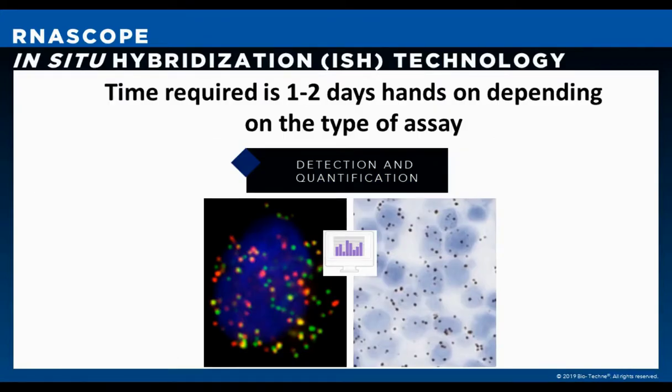An important thing to know about this workflow in general is that when done manually at the bench, it takes approximately 1 to 2 days, depending on the type of assay. A single-plex assay may take a day, a fluorescent assay, 4-plex, may take up to 2 days.